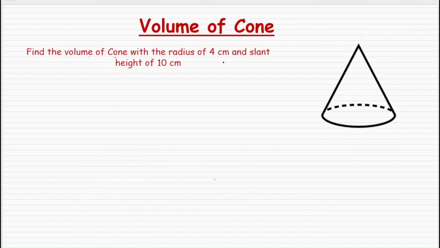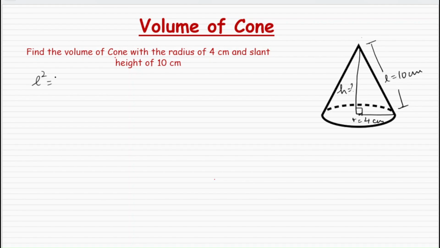Next one, find the volume of the cone of the radius 4 centimeter, so this is 4, and the slant height as 10. Okay, so in this case, they have given the slant height as 10 and the vertical height is missing. But in the volume, I need the vertical height. But as you know that height, slant height and radius form the Pythagorean right angle triangle, so I can use Pythagorean theorem to find out the missing quantity.